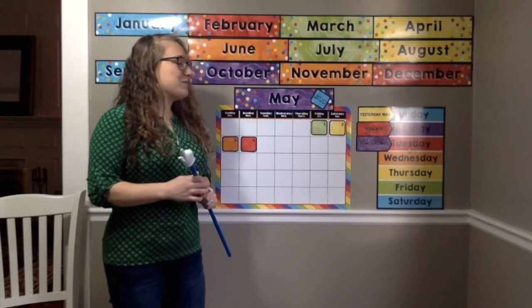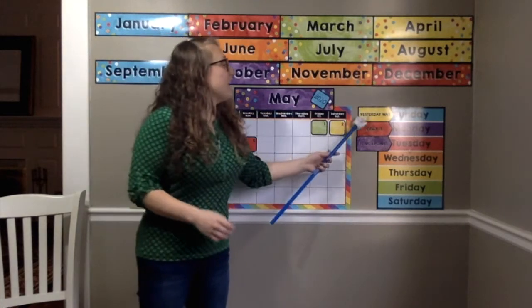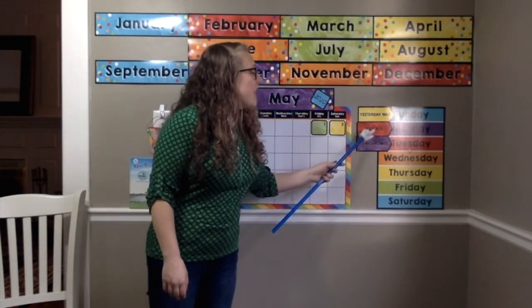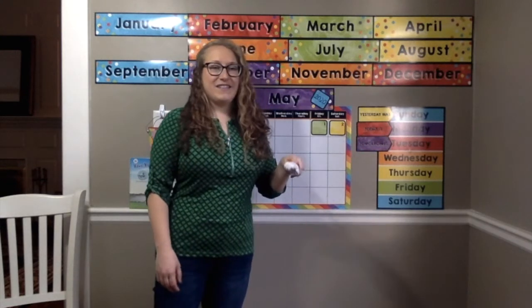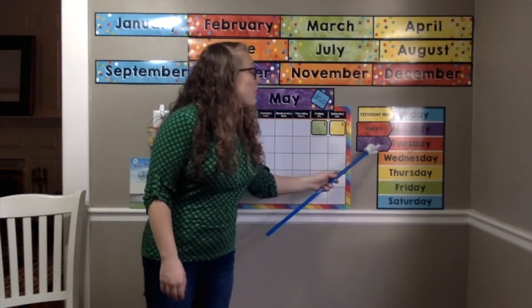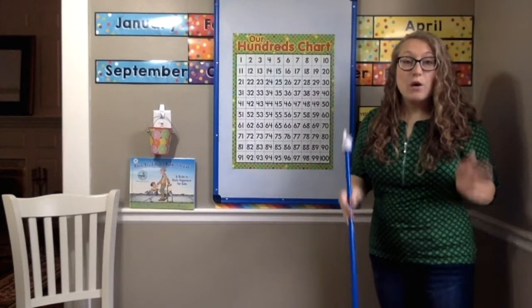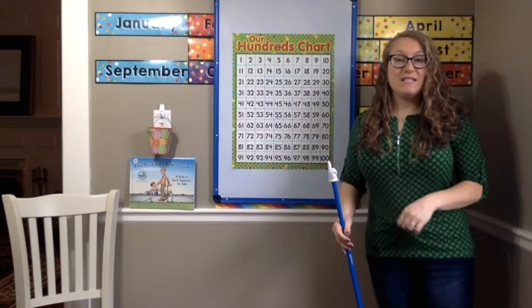All right, kindergarten, please repeat after me. Yesterday was Sunday. Today is Monday. Tomorrow will be Tuesday. Kindergarten, it is time to count all the way to 100, so take a big deep breath.